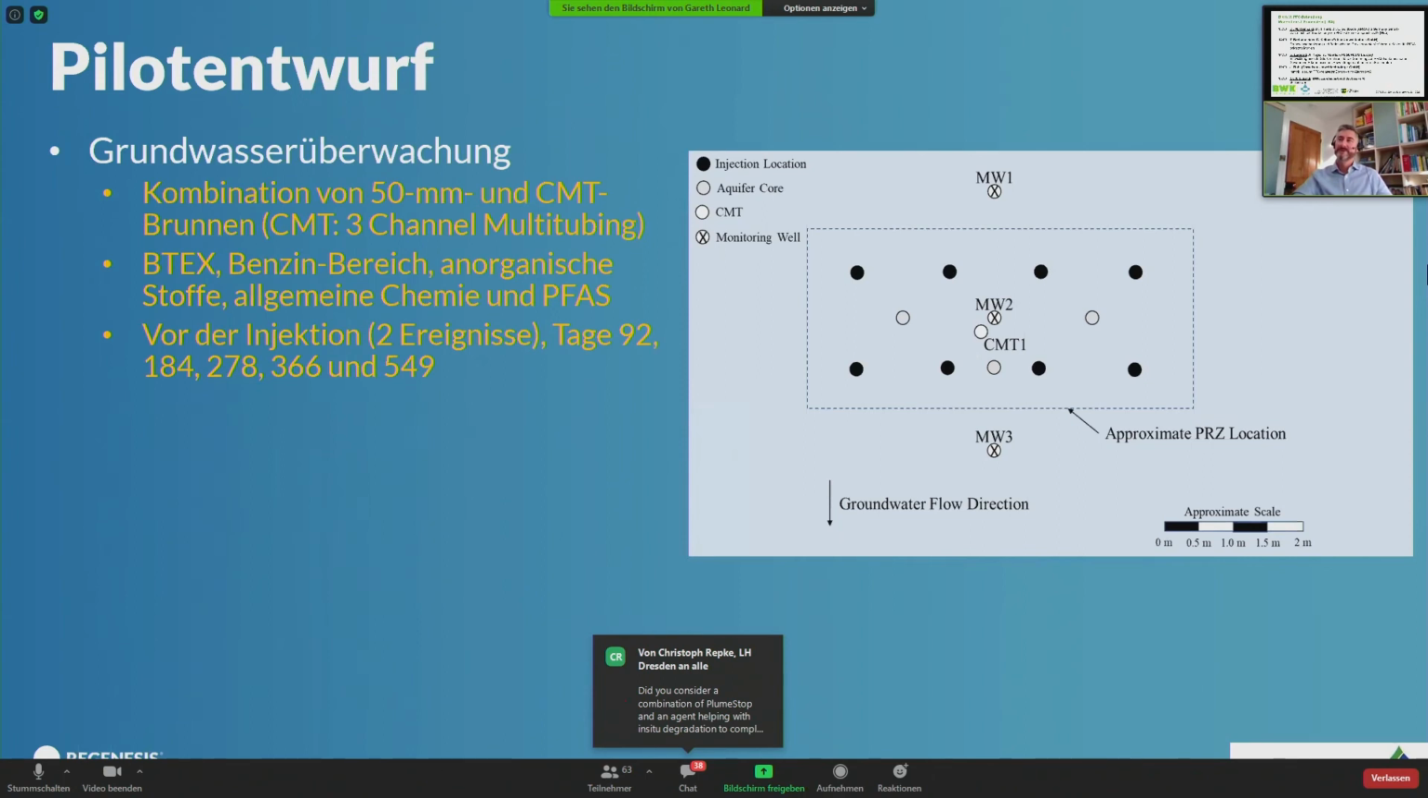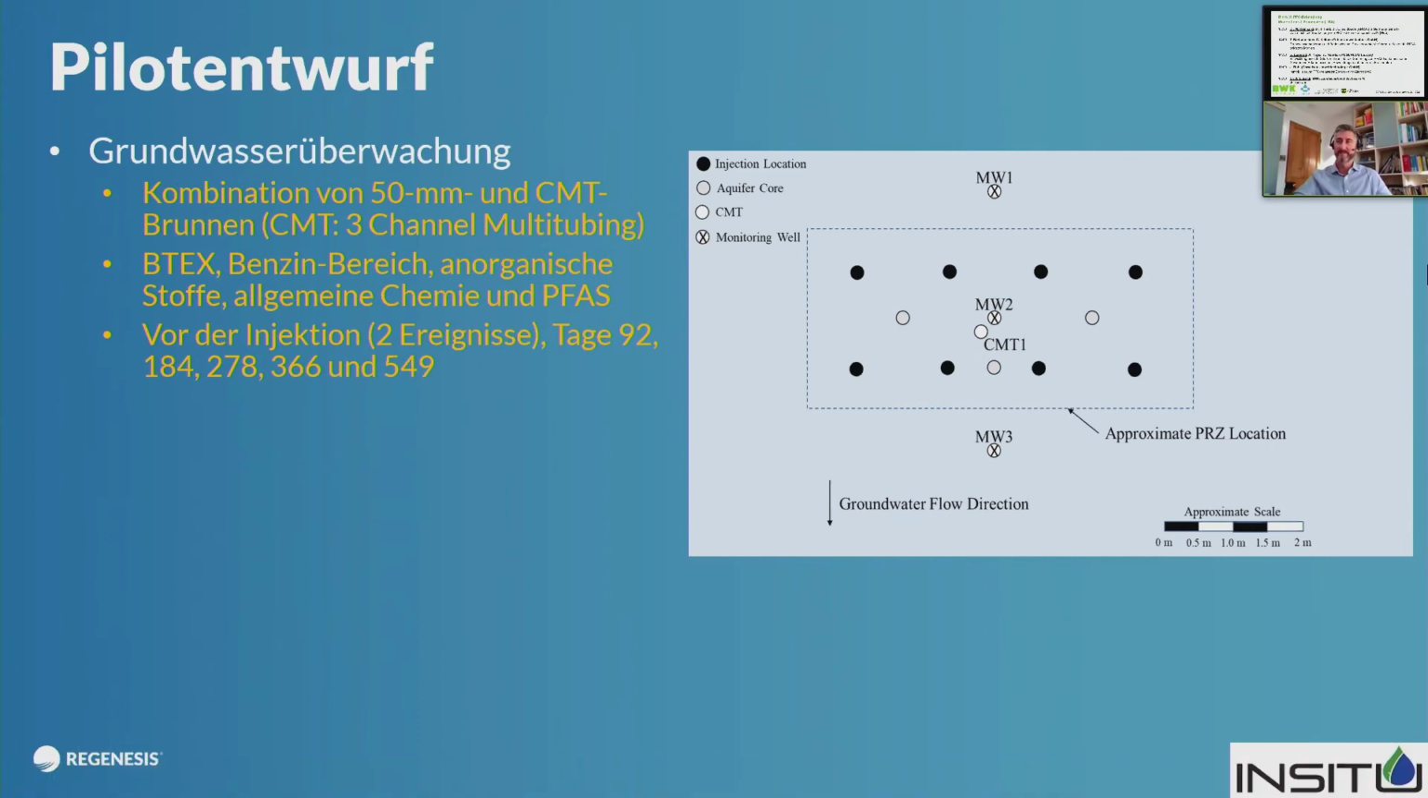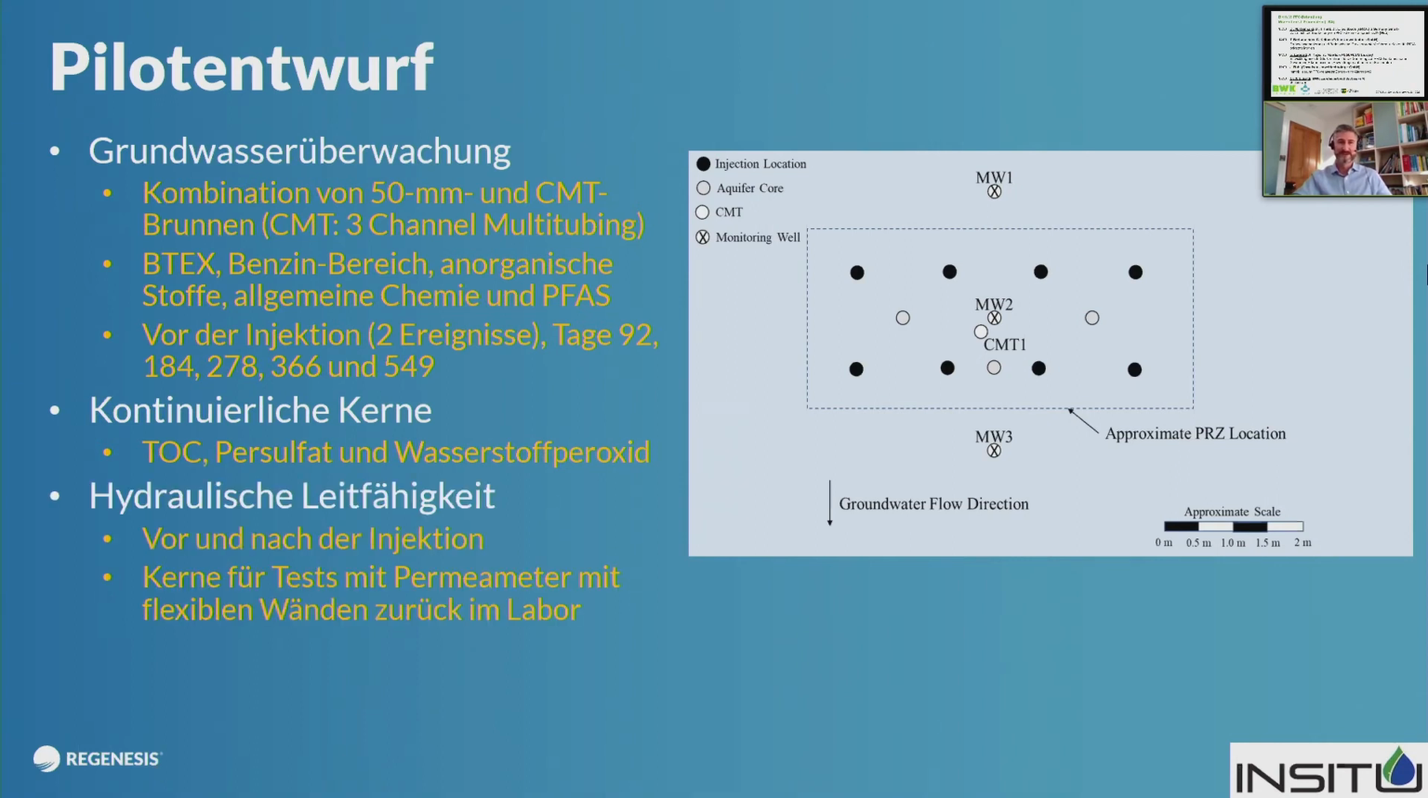So they were monitoring through 50 mil wells and a multi-level pipe on a few of them, not all of the cells. They were measuring benzene, all contaminants, PFAS, general chemistry, and they monitored for 18 months before stopping. They did cores for TOC, persulfate, and hydrogen peroxide, and they measured hydraulic conductivity.